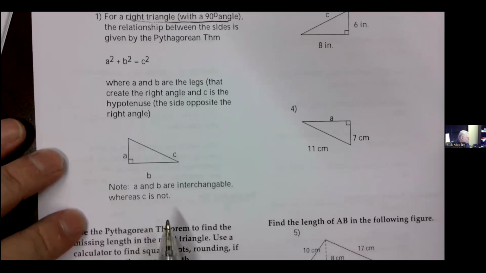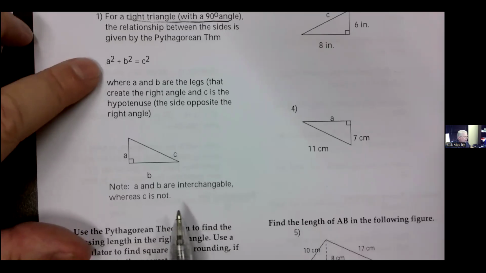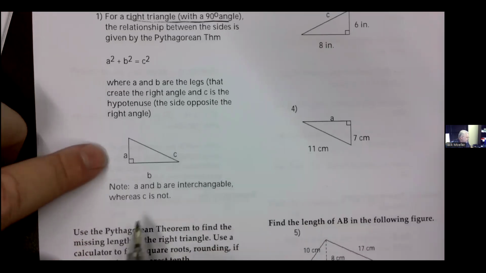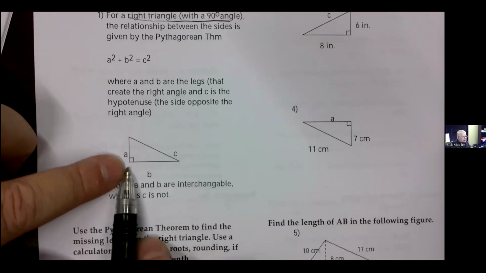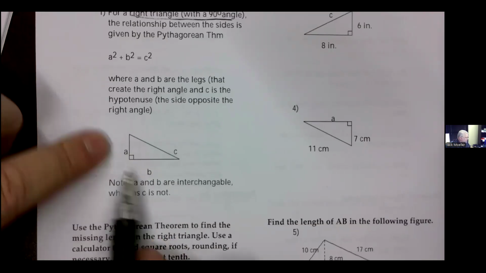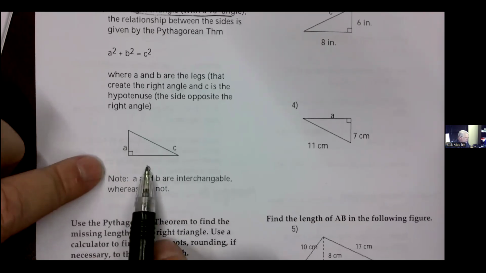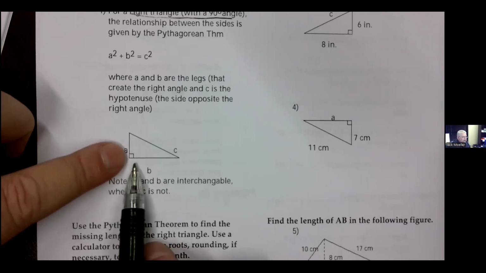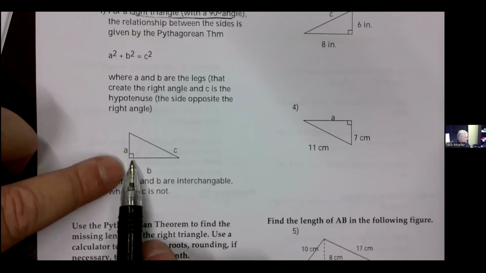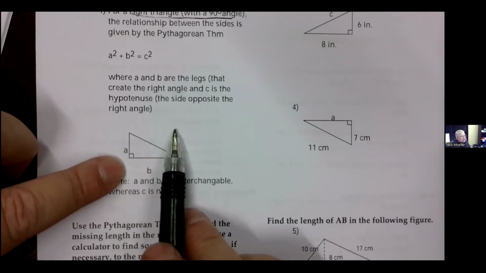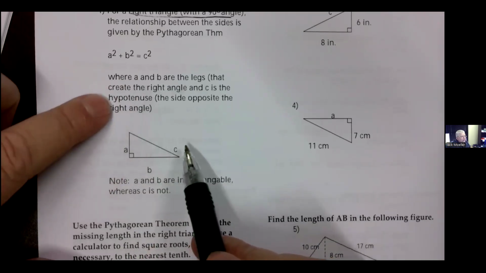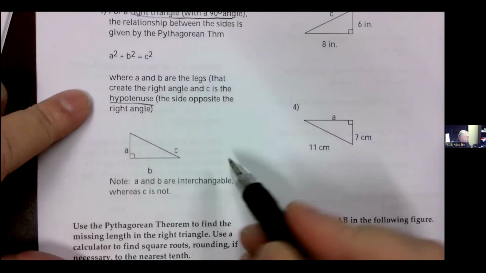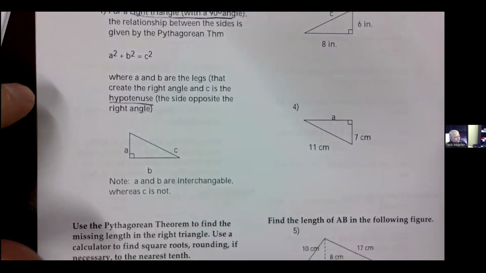All right. The other important thing is what's the A, the B, and the C? Well, the A and the B are what we call the legs. The A and the B are the ones that make up the 90-degree angle. These are interchangeable. We could say B up here, A down here, but the A and the B are always the ones adjacent to that 90-degree angle. The side opposite the 90-degree angle is our hypotenuse. That's the official name, but that's our C in the formula.